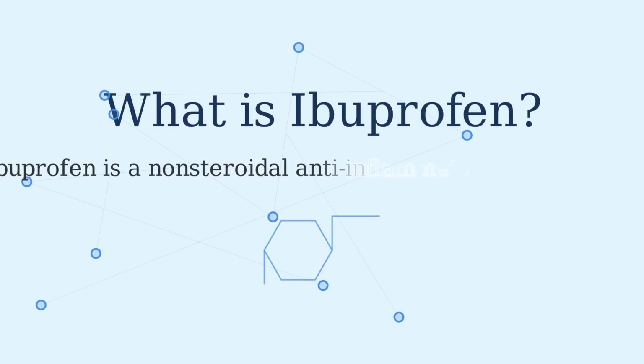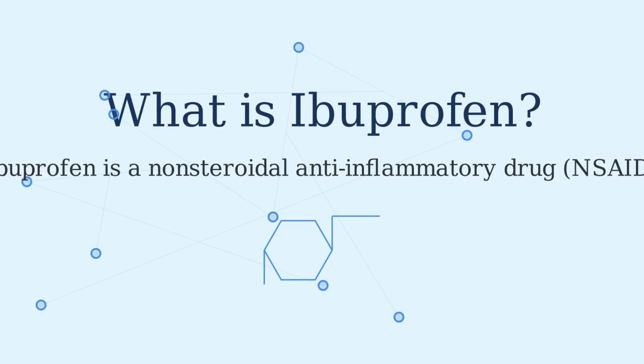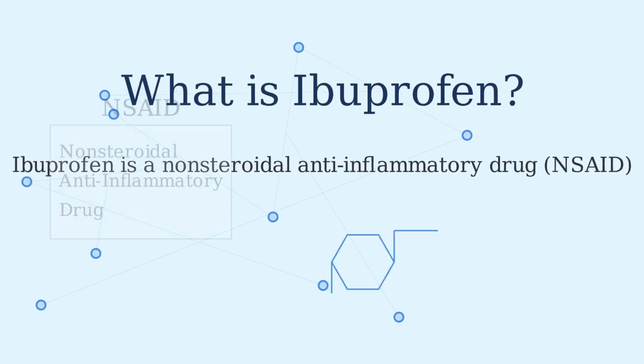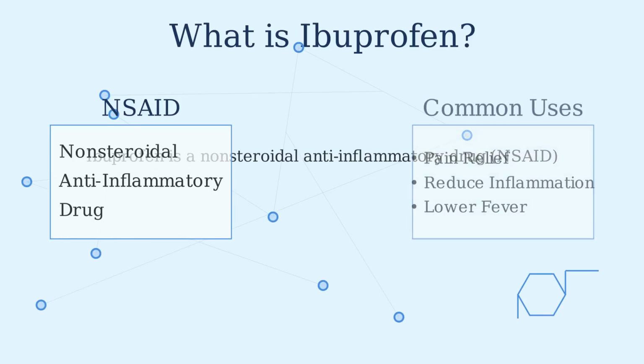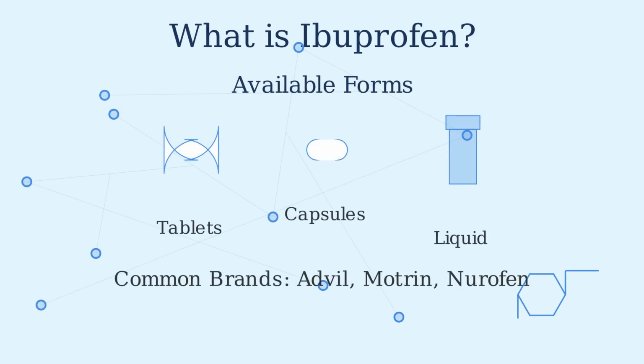What is ibuprofen? Ibuprofen is a nonsteroidal anti-inflammatory drug, commonly known as an NSAID. As a nonsteroidal anti-inflammatory drug, ibuprofen provides therapeutic benefits without the side effects associated with steroids. It's primarily used for three main purposes: relieving pain, reducing inflammation, and lowering fever. Ibuprofen is available over the counter in various forms, including tablets, capsules, and liquid suspensions, under brand names like Advil and Motrin.